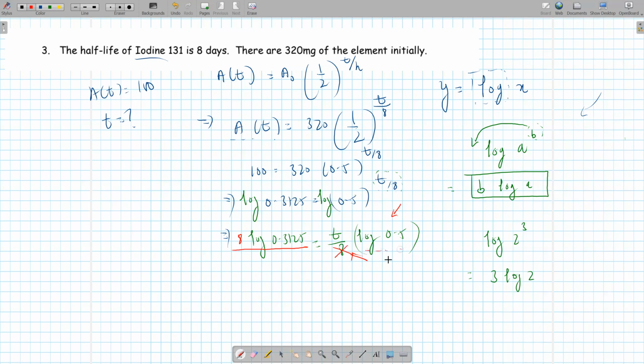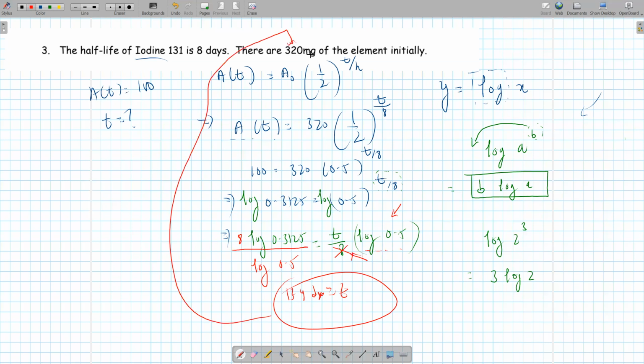How do we get rid of this? You divide. Exactly right. So you have 8 times log of 0.3125 divided by log of 0.5, and that gives us the time: 13.4 days. So after 13.4 days, this mass that was initially 320 grams would have decayed to 100 grams, given that its half-life is 8 days.